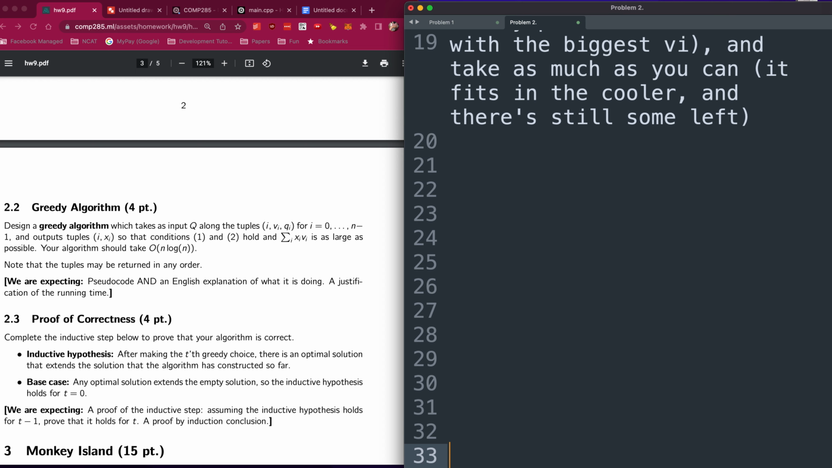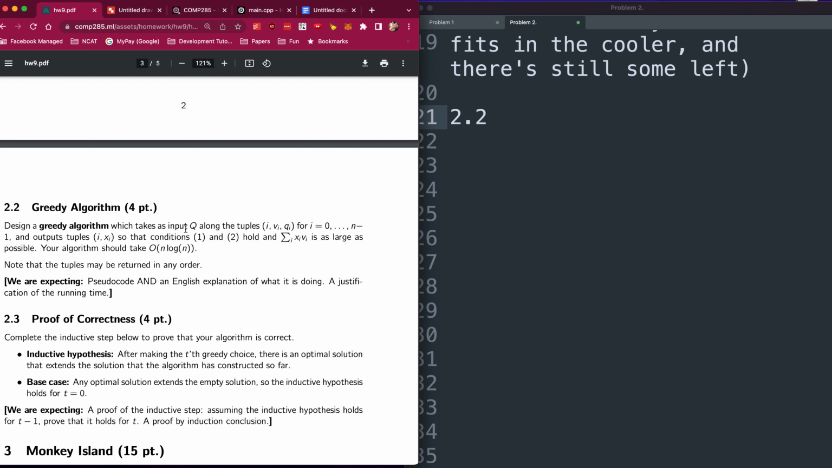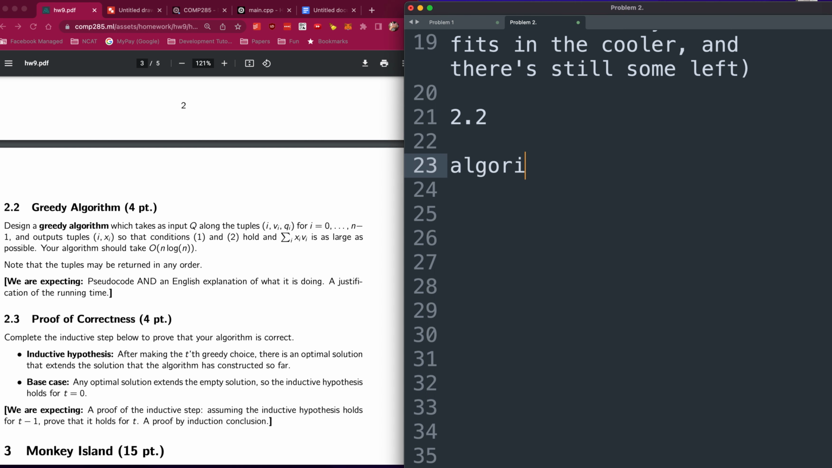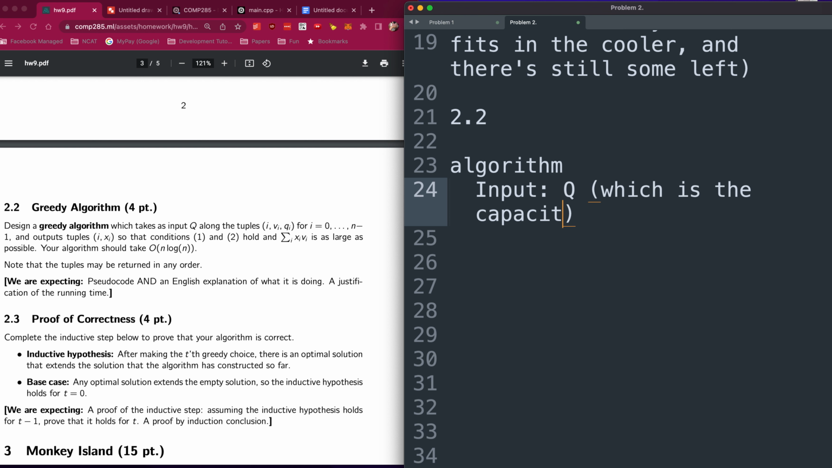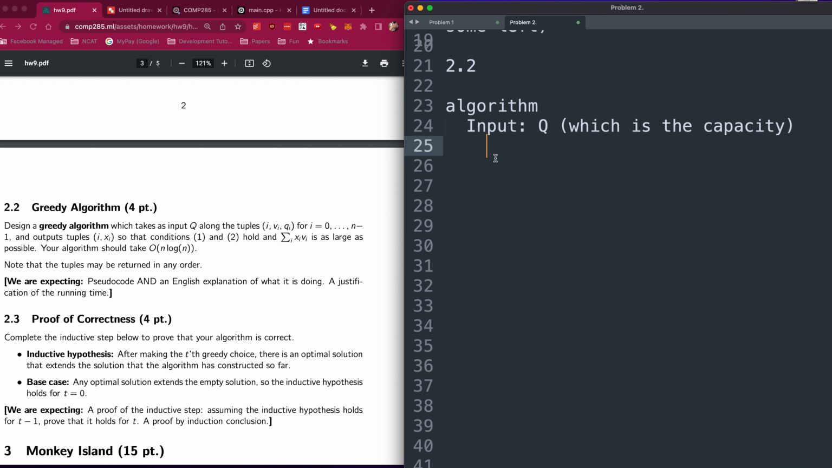So that's it for 2.1. And moving on to 2.2, we say design a greedy algorithm that takes the input Q along with tuples. So again, we're going to have an algorithm which is just trying to maximize our stuff. Our input is going to be Q, which is the capacity, right? Let me zoom out a little bit. It's going to be Q, which is our capacity.